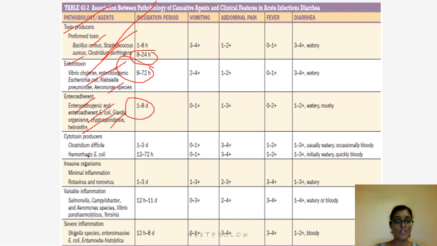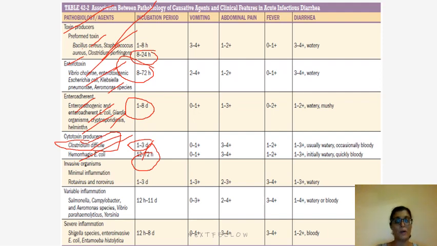Now, cytotoxins are produced by organisms like Clostridium difficile and hemorrhagic E. coli. For Clostridium difficile, the incubation period is 1 to 3 days, and for hemorrhagic E. coli the duration is 12 to 72 hours. Clostridium difficile is mostly found in a hospital setting where the patient is on prolonged duration of antibiotics.